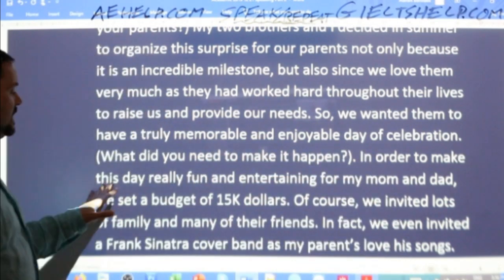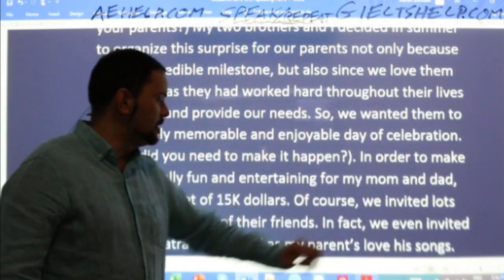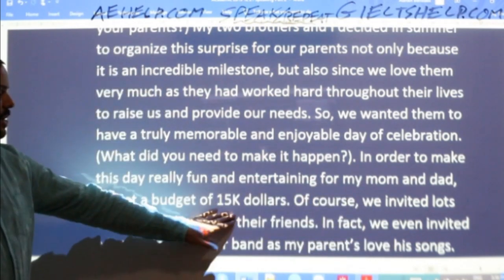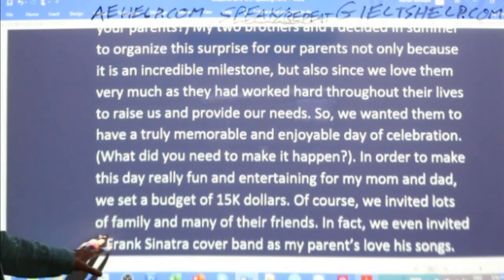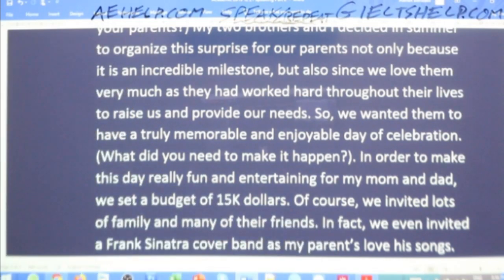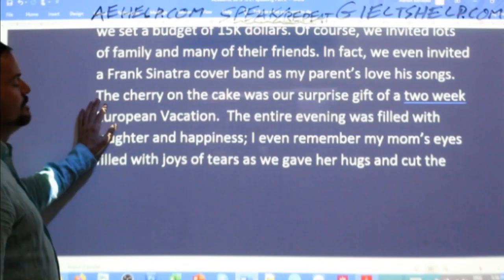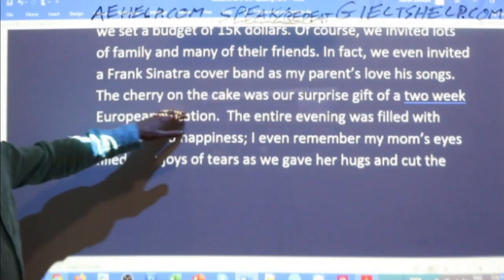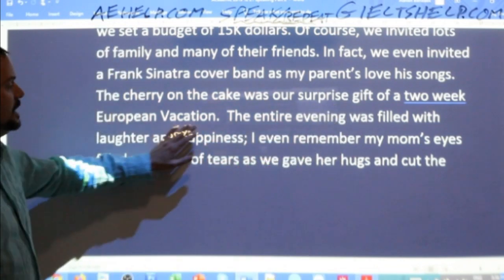In order to make this day really fun and entertaining for my mom and dad, we set a budget of $15,000. Of course, we invited lots of family and many of their friends. In fact, we even invited a Frank Sinatra cover band, as my parents love his songs. The cherry on the cake was our surprise gift of a 2-week European vacation.